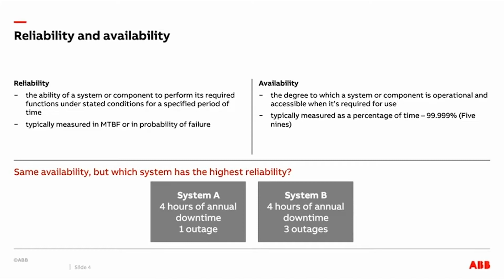Also, as shown on this slide, two systems with the same availability can have different reliability. Both systems have 4 hours of annual downtime. By definition, both systems have the same availability. However, System A experiences 1 outage during the year, while System B experiences 3 outages during the year. Therefore, the reliability of System A is higher than the reliability of System B.